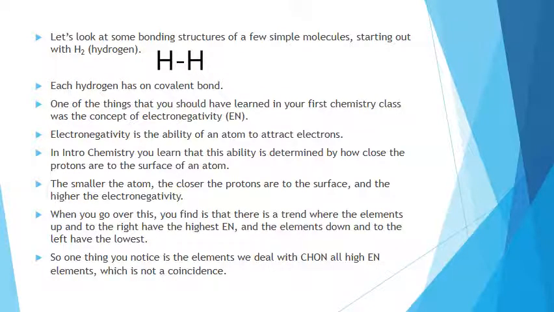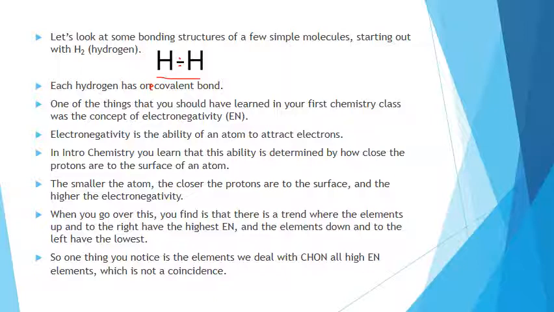So let's take a look at H2, hydrogen. It has a covalent bond where there are two electrons shared between the two atoms, one from each atom, so it has one covalent bond. One of the things you should have learned in your first chemistry class is the concept of electronegativity. Now, I don't want to go back over all of this, but I'm going to do kind of a review and really just pinpoint what's important to know about it.